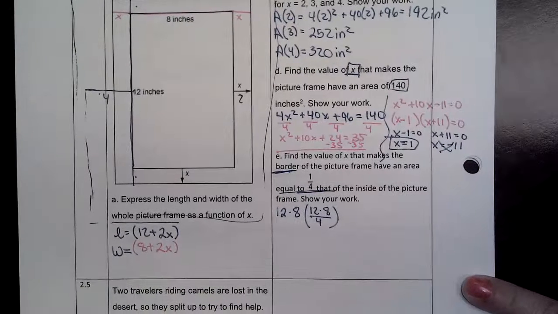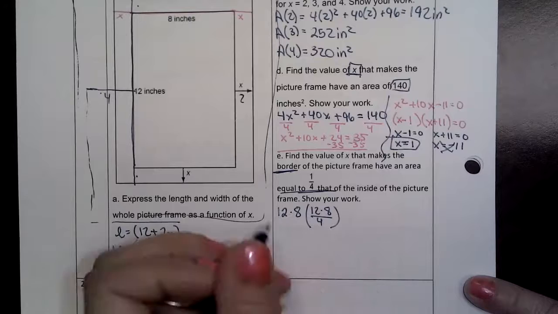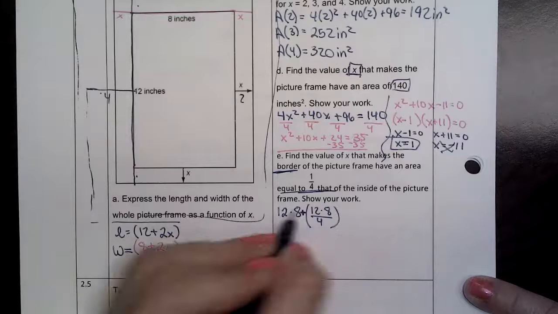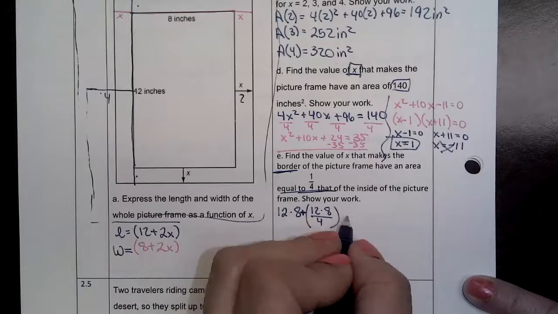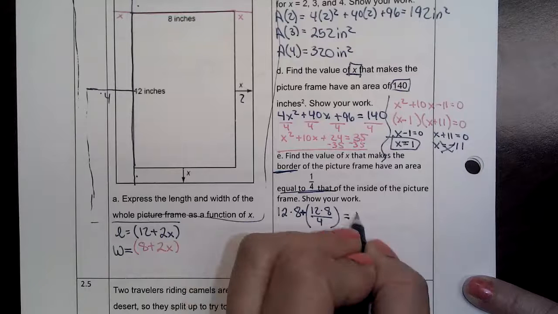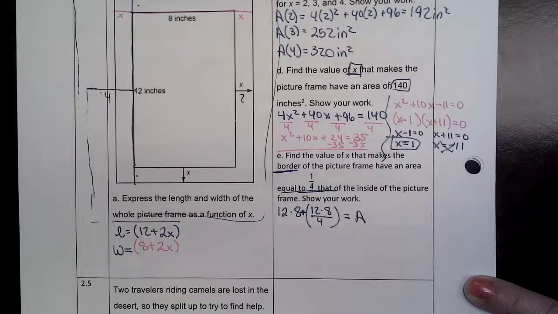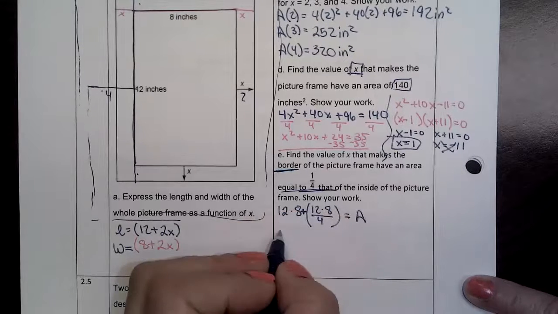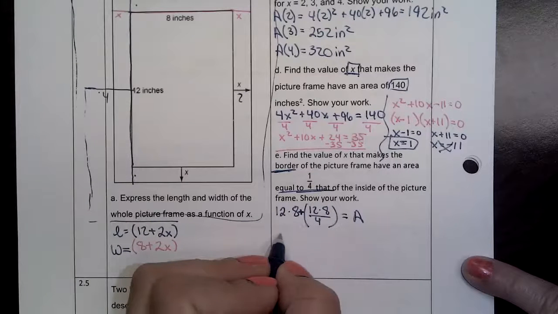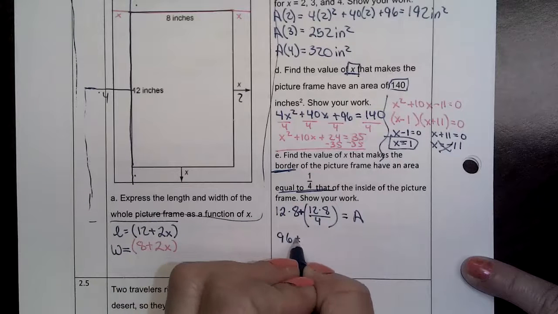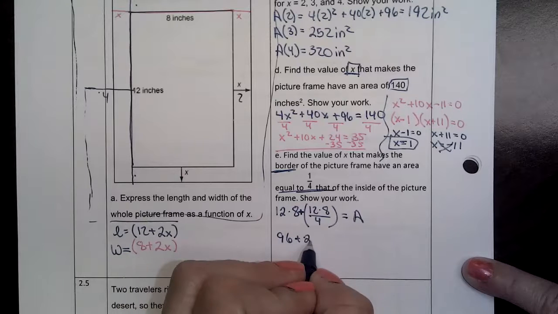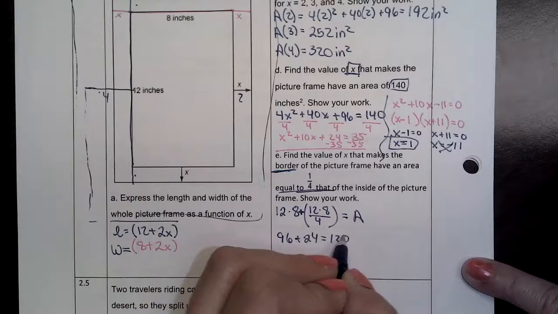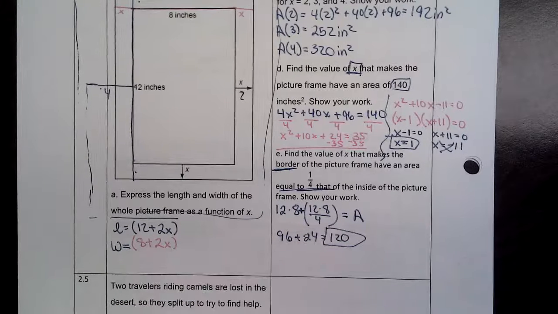So we're just going to divide that area by 4. Then we would add those two together, because that is the inside and the border, equals our area. Now we're going to go ahead and actually solve this. So 12 times 8 is 96, plus 96 divided by 4, which is 24. So our area then is 120.